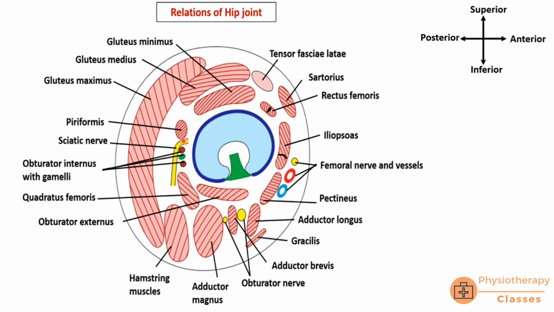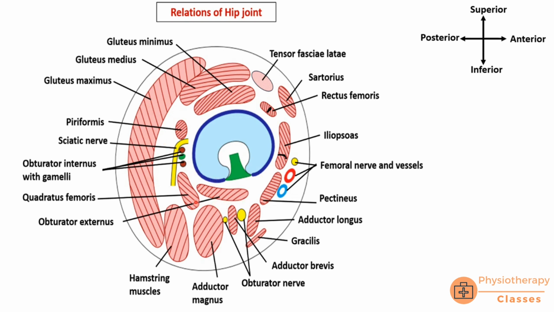And the nerve, this is the most important relation which will come in posterior relation to the hip joint, is the sciatic nerve. So this is the sciatic nerve. Now all these structures, they are covered by a huge muscle which will be forming posterior relation of the hip joint, and that is gluteus maximus. So posterior relations are clear.